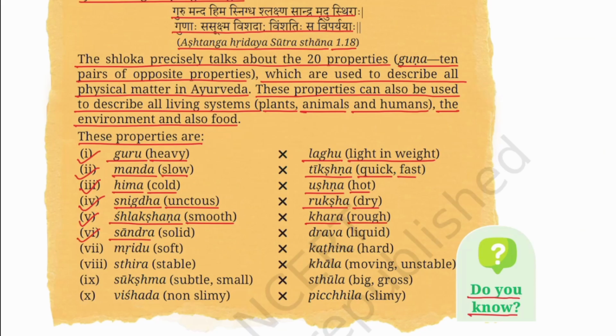6. Sandra solid, Drava liquid. 7. Mridu soft, Kathina hard. 8. Sthira stable, Chala moving or unstoppable. 9. Sukshma subtle or small, Sthula big or gross. 10. Vishada non-slimy, Picchila slimy.